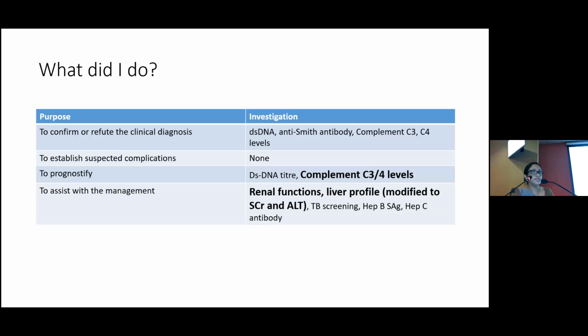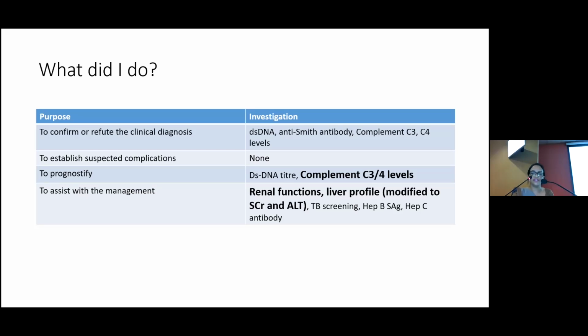I could afford to do the complement C3, C4 levels because it is available at the TH, at TH Peradeniya, and I did that, which came back very low. Because it is an investigation that I don't consider as a waste of money in this particular patient, because for one thing, it helps to confirm the diagnosis and it tells me what is the intensity at which I need to go with the immunosuppression. Do I go with a bulldozer or is just a slap on the head enough? That's what it tells me. And to assist with the management, again, which I modified, serum creatinine and ALT was enough.